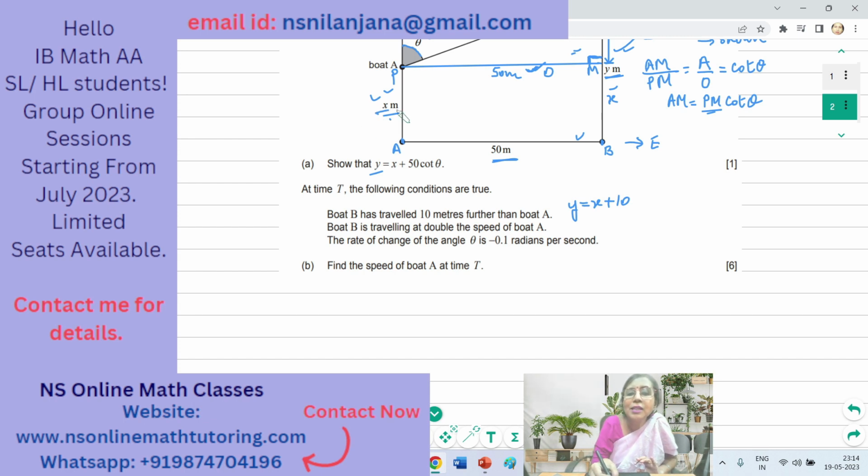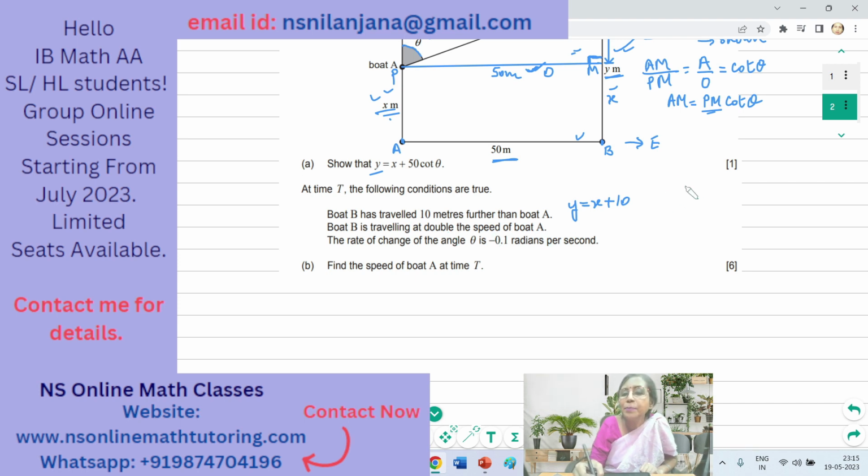So since the distance is x, it will be dx/dt, or dx by dt, whatever you say. It is the speed of boat A. Similarly, boat B's speed will be dy/dt. Therefore, boat B is traveling at double the speed of boat A.